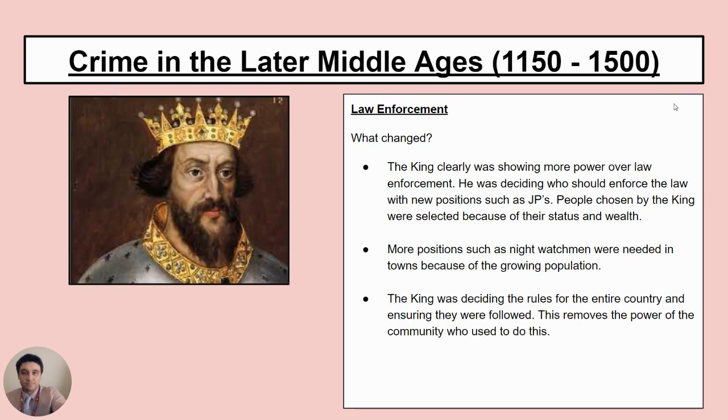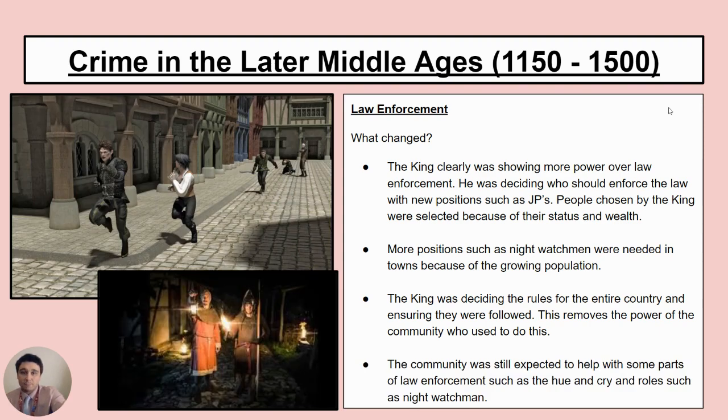The king was now deciding the rules for the entire country and ensuring that they were followed with written instructions. Now, this removed the power of the community who used to make up different laws for different areas. But there's still continuity here, because the community was still expected to help with some parts of law enforcement, such as the hue and cry and roles like the night watchman. So whilst there is a huge amount of change with law enforcement, there are some bits that still stay the same.